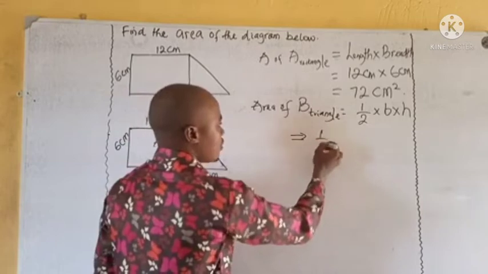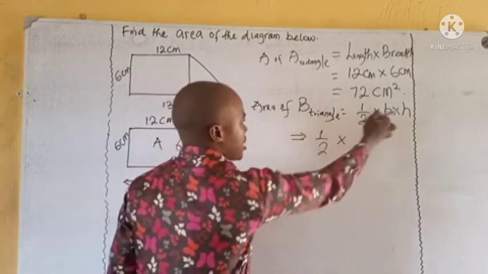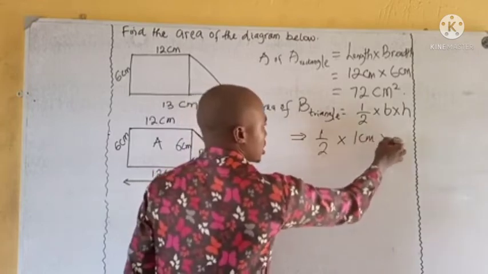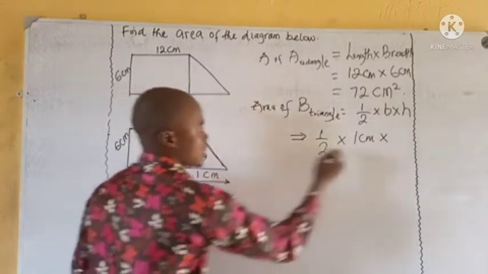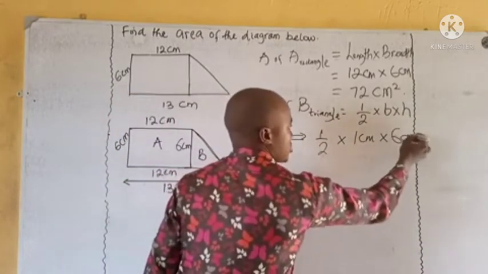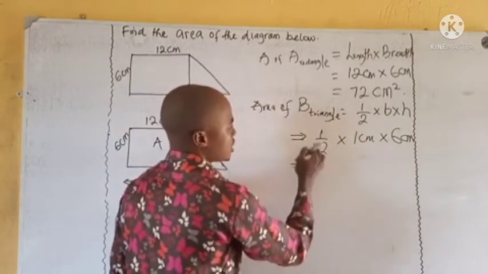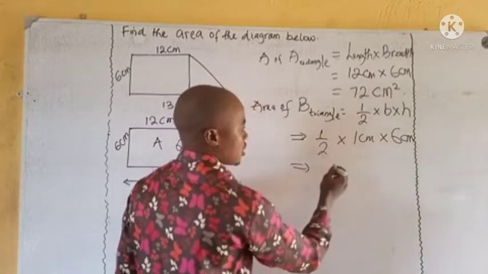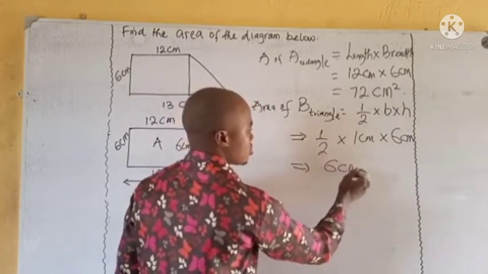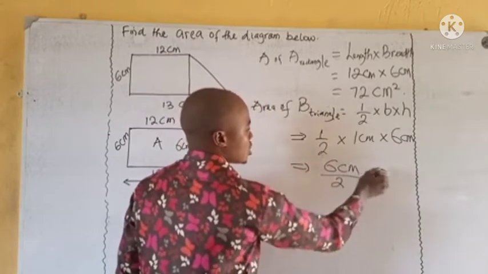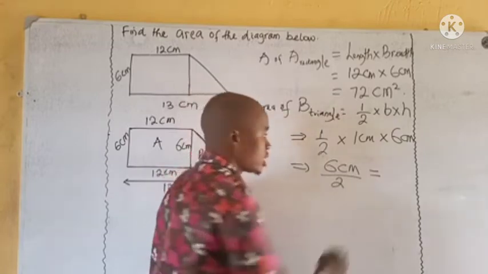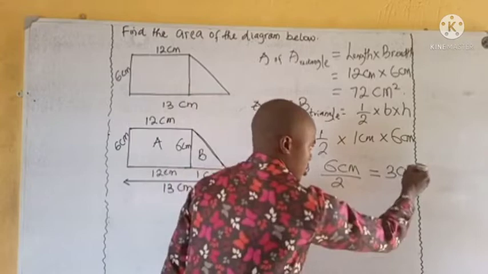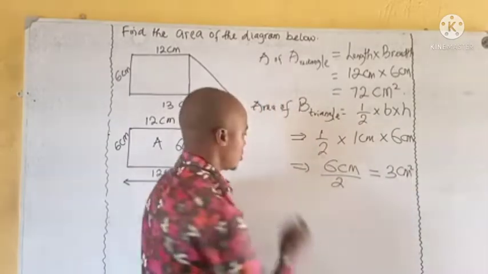Therefore, we are going to have 1/2 multiplied by the base, which is 1 centimeter, times what is the height? The height is 6 centimeter. So now when you multiply all this together, we have 1 times this, we are going to have 6 centimeter by 2. This is going to be what? This is going to be 3 centimeter squared. Are you getting it now?